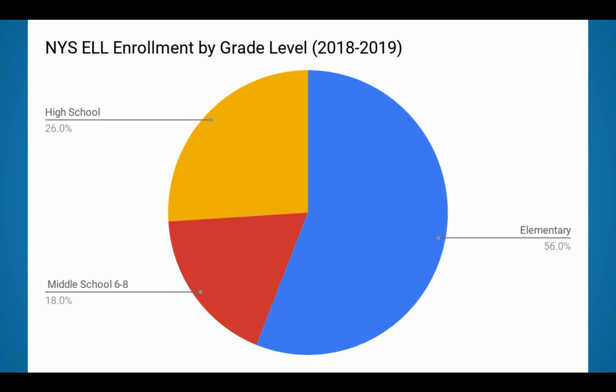Middle school and high school have smaller percentages, one because the grade bands are a little bit smaller, but also because some of our students are long-term ELLs while others will exit out before they even reach middle school and high school. Yet we do have newcomers coming in at all levels, middle school and high school. So you can see that, again, a little bit more than a quarter of our ELLs are in high school.